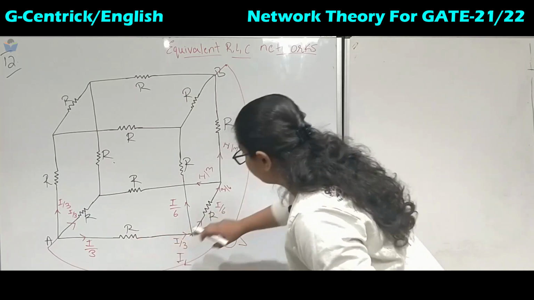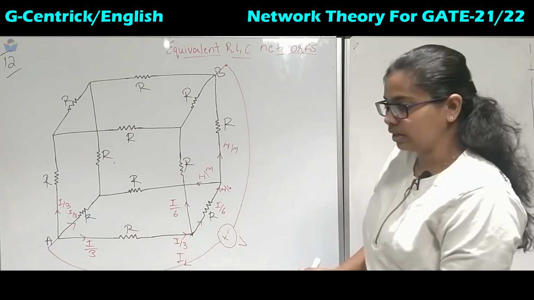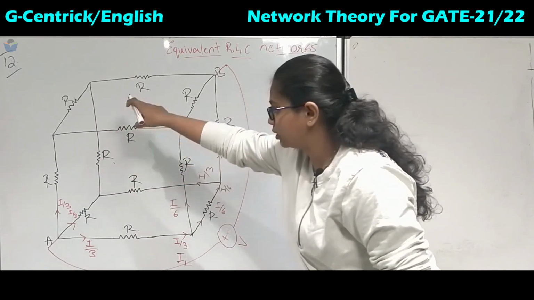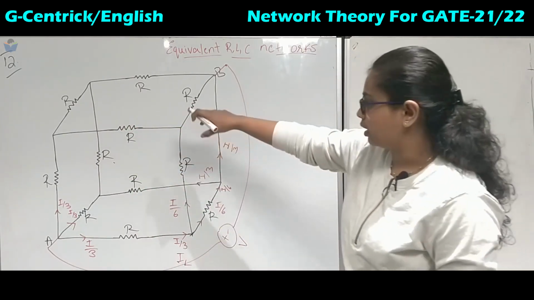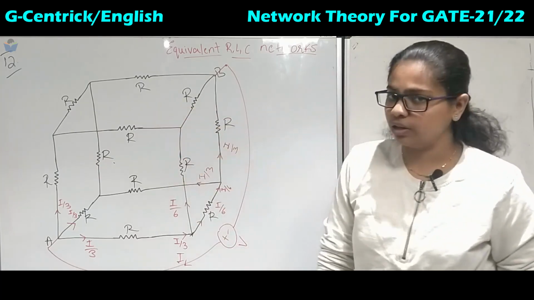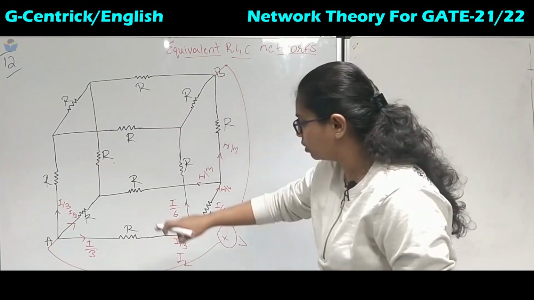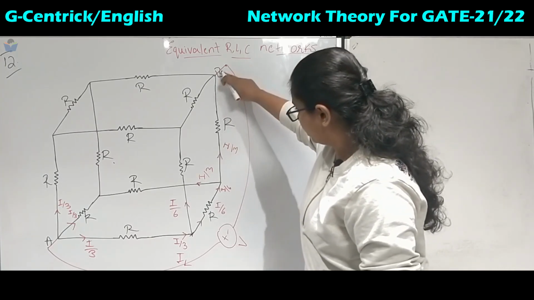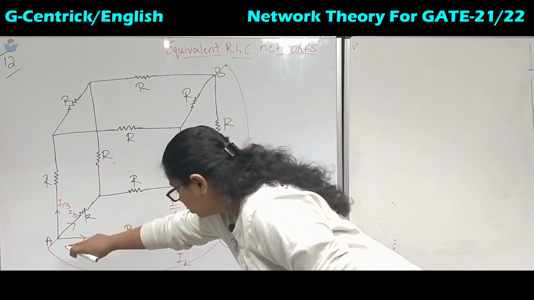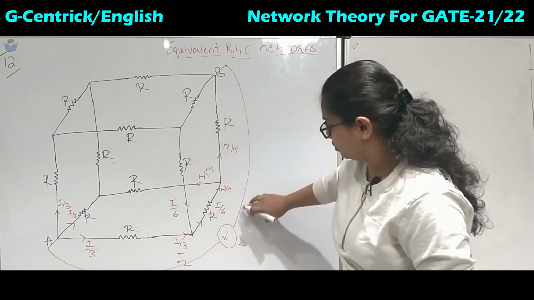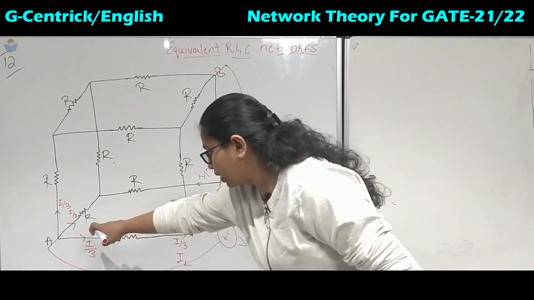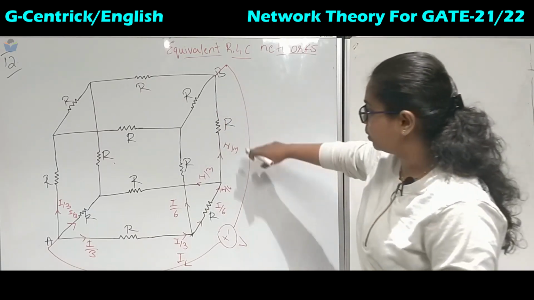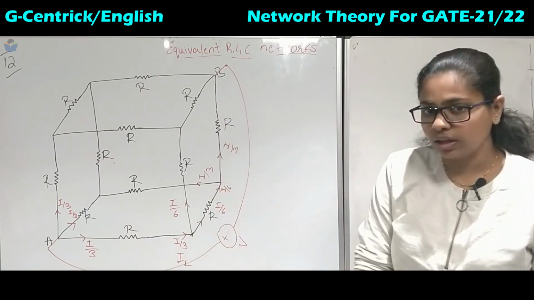Now for applying KVL, what we need is a loop. We will not move into the other parts of this cube to calculate the value of current, because we need only one loop. If we start moving in this way, it will form a loop. If we start from B, move to A and again back to B, this is the formation of the loop, and each of the resistors has its own current.